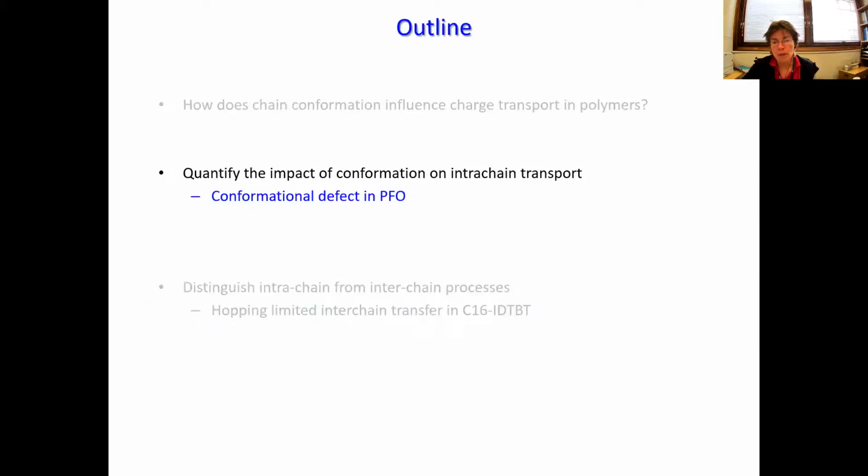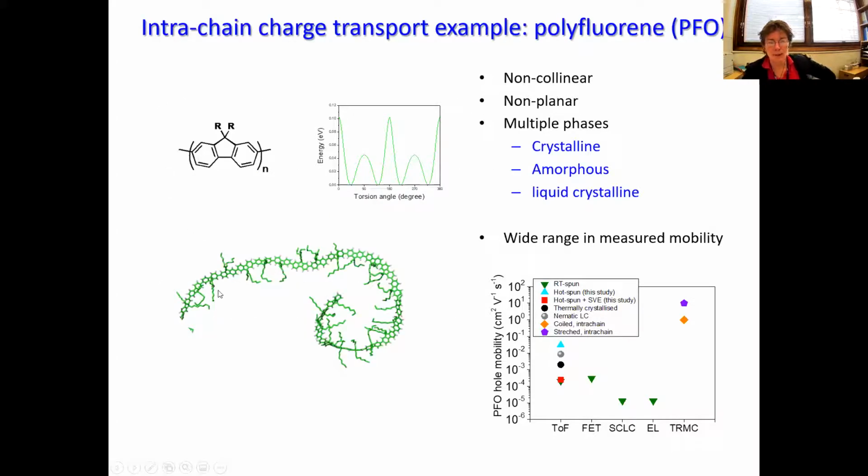The first example is a case of a polymer where we were able to look directly at the effect of conformation on intrachain transport, and in a case where intrachain transport is limiting the observations. The polymer that we study here is a relatively simple polymer. It's a well-known, widely studied blue emitting polymer, fluorene with octyl side chains, often called PFO, sometimes called PF8. In terms of the parameters I just mentioned, its geometry has a slight twist in the backbone.